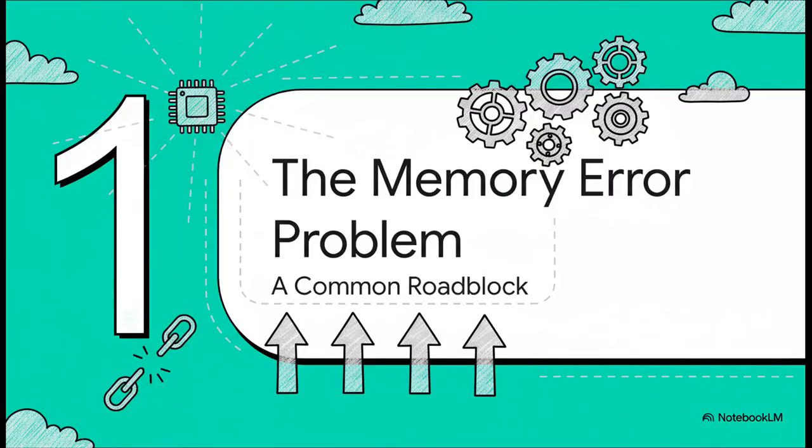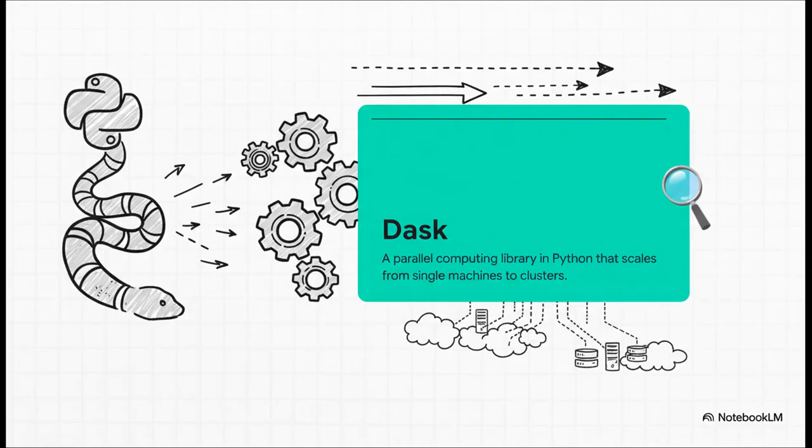And look, this isn't just some minor bug. It's a fundamental scaling problem. The tools we all know and love, Pandas and NumPy, they're fantastic, but they were really designed for data that can fit nice and neatly inside your computer's memory. When your data starts getting bigger, and it always does, you're going to need a new approach. Well, that new approach has a name, Dask.